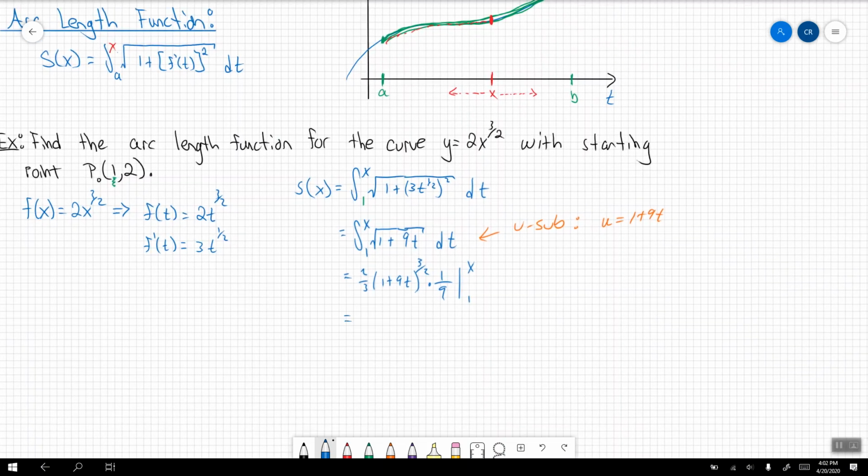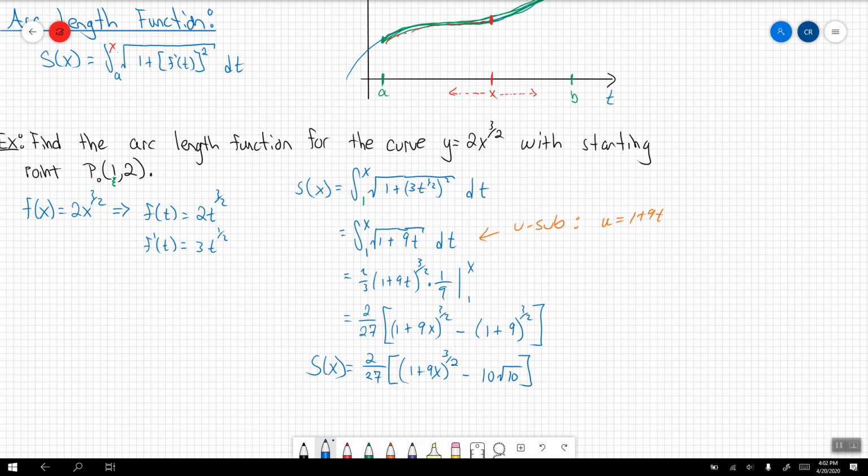It's looking good so far. All right, so this is now going to be 2 over, what's that, 27, I believe? Sure is. 27, there we are. And then this is going to be evaluated from 1 plus 9x to the power of 3 halves, minus 1 plus 9 to the power of 3 halves, which means this is 2 over 27 multiplied by the quantity of 1 plus 9x to the power of 3 halves minus, and this in here is going to be 10 cubed, and then taking the square root of that is just 10 root 10. There we are. Here's the function. Here is your arc length function.